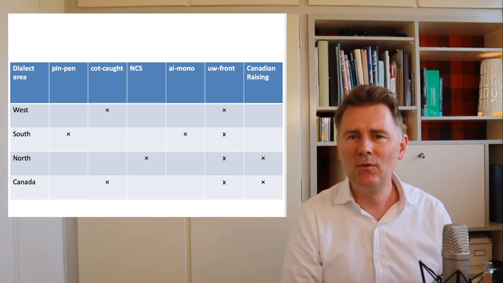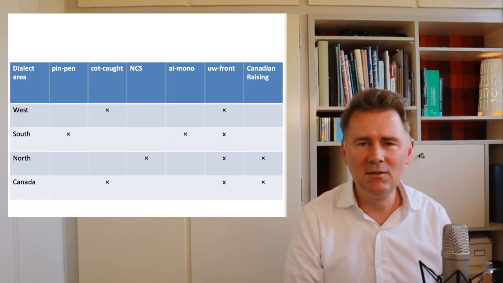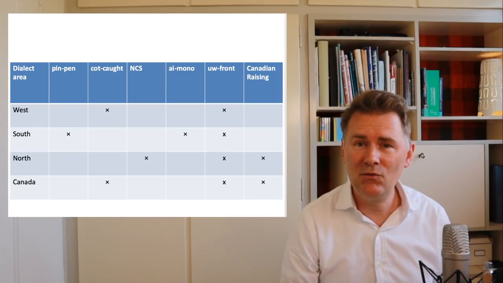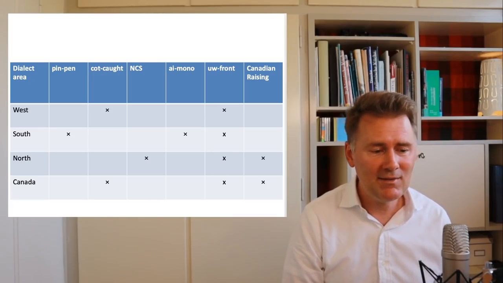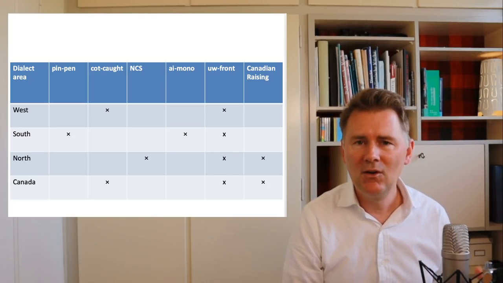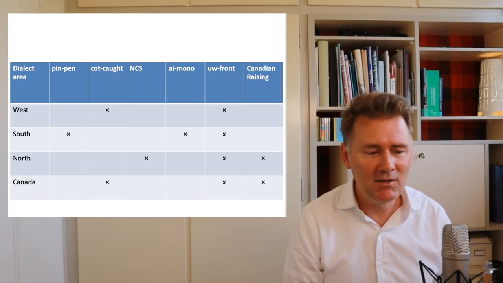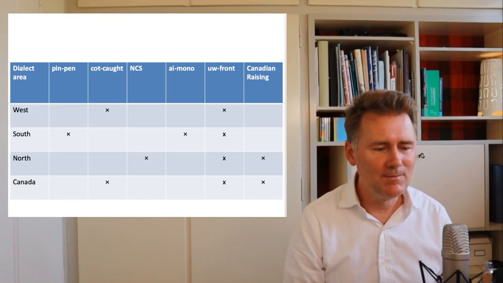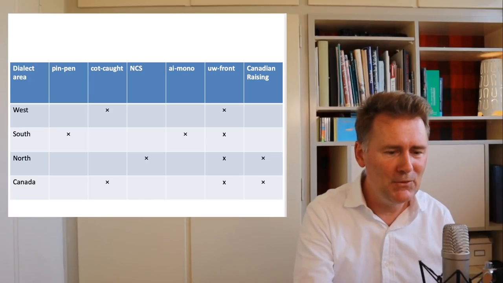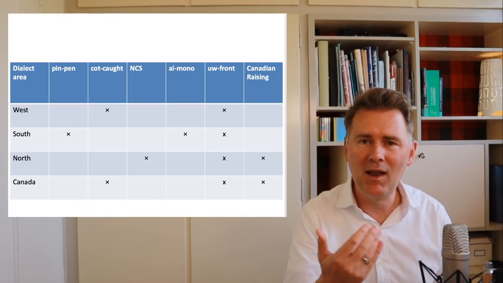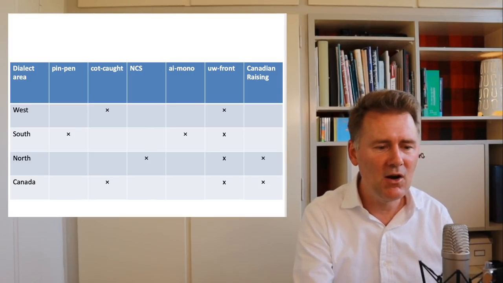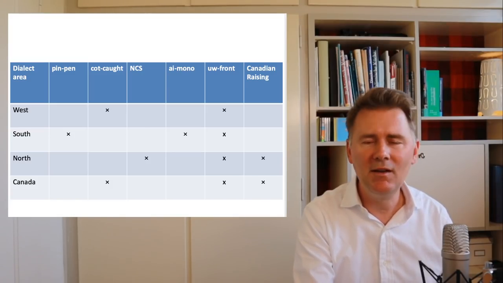Right, so here I made a little grid with features that characterize four different North American varieties: the West, Southern US English, Northern US English, and Canadian English. And you see that there are features that overlap, so to speak. So the cot-caught merger is found in the West, in Canada, but not in the South.